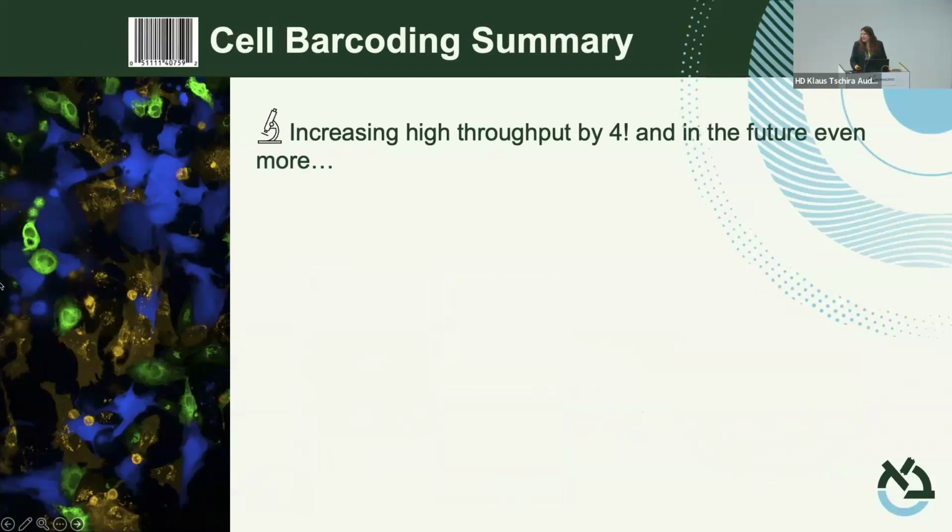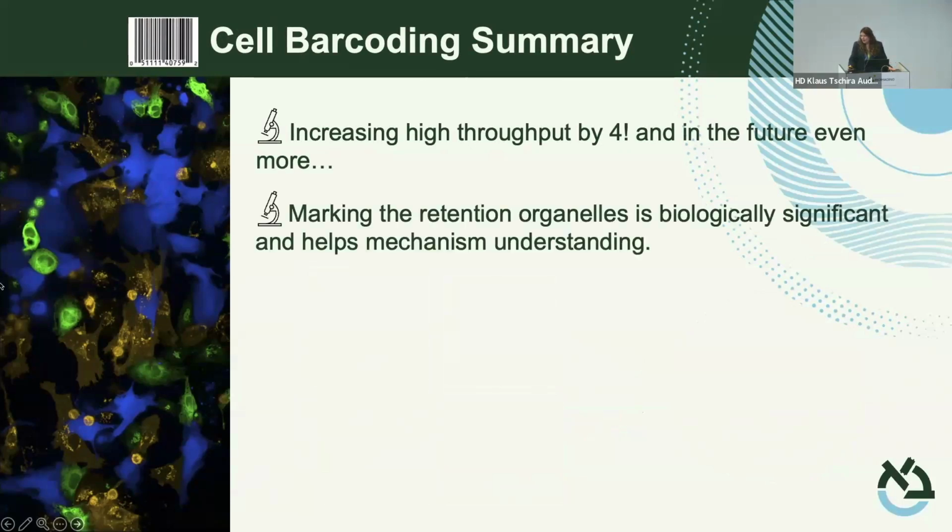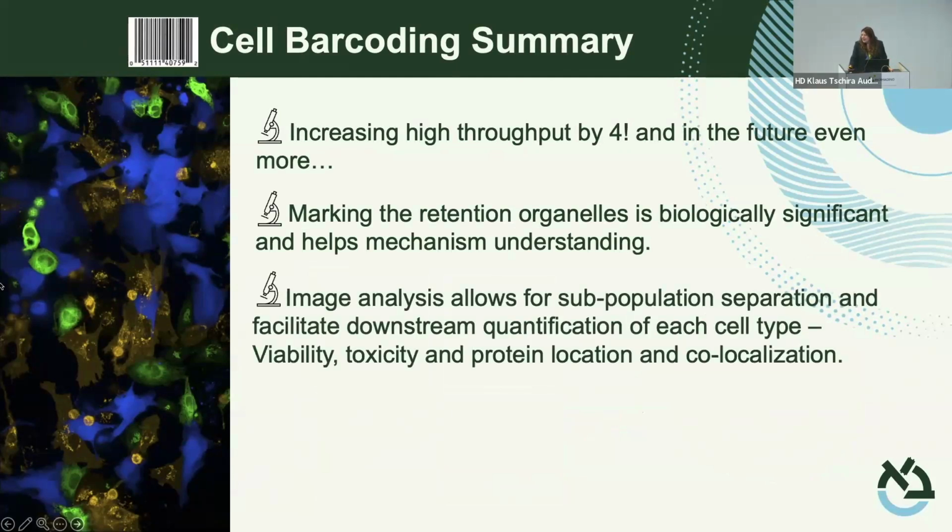Okay, so just to sum this up, we see that cell barcoding will increase throughput by 4, and in the future even more. Marking the retention organelle is biologically significant, okay? It's not just that we marked in a specific color, we also marked the specific organelle that can help us understand the mechanism of how it works, how the mutation and how the protein trafficking is defected. And the image analysis will allow us for subpopulation separation and to facilitate downstream quantification of each of the cell types.